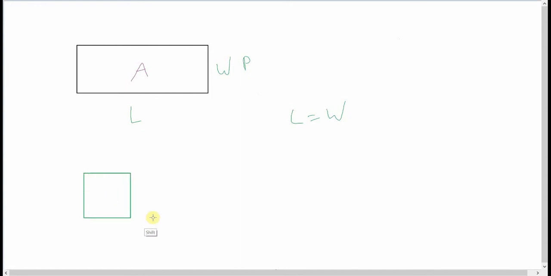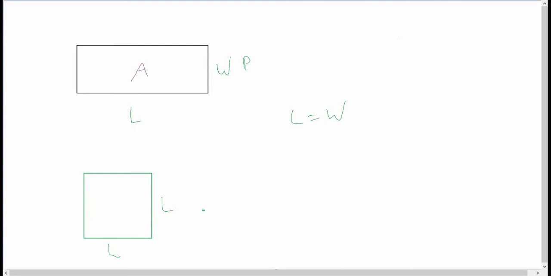Previously, we saw that to maximize the area for a given perimeter, the best shape to have is a shape where the length and the width are equal. So what shape is this? Well, this would be a square. And in this case, the length and the width are equal. So we could say length and length if we wanted to, or width and width.